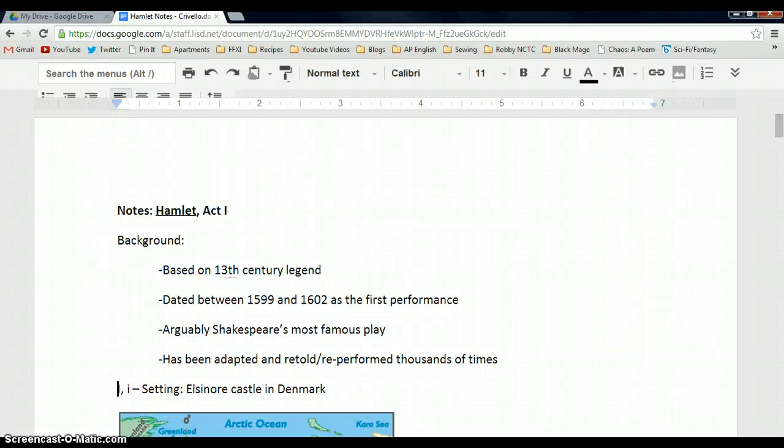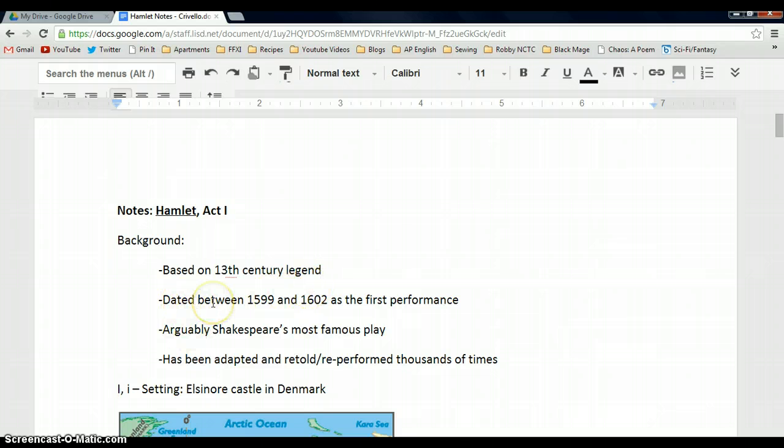Alright, today we're taking notes over the background for Hamlet, Act 1, and all of Act 1. So for the background, Hamlet is based on this 13th century legend, and you know that Shakespeare didn't have any original plays except for his last play, The Tempest. So all of his plays were based on stories that people were already familiar with, and the death of King Hamlet of Denmark and his son is a very famous story that people already knew.